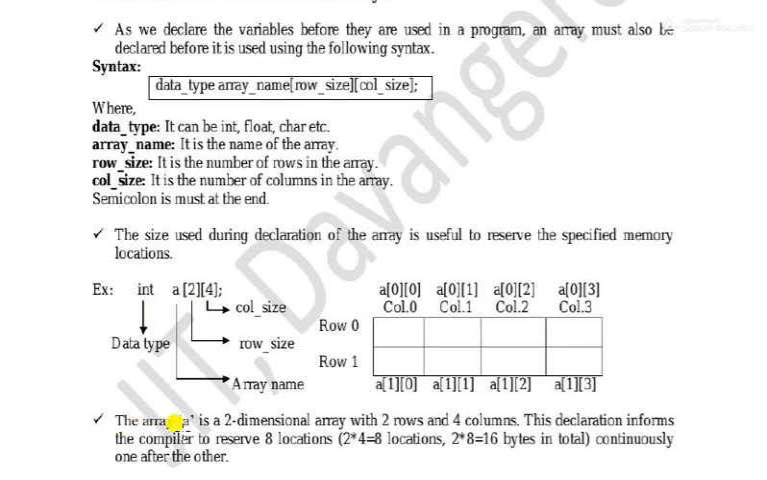So the array a is a 2-dimensional array with 2 rows and 4 columns. This declaration informs the compiler to reserve 8 locations, so 2 into 4, 8 locations. For each block, how much memory will be allocated? 2 bytes of memory. 2 into 8 blocks are there, so 16 bytes of total memory will be allocated one after the other.